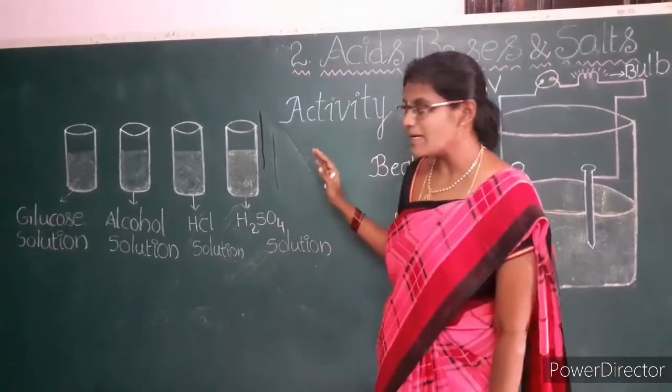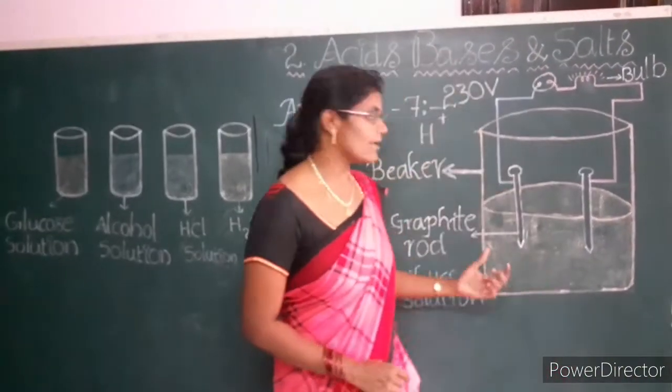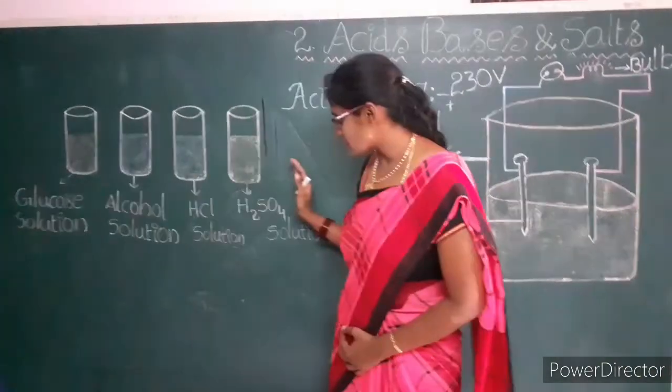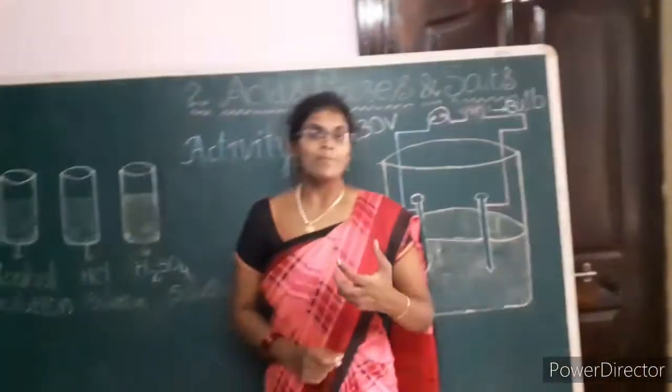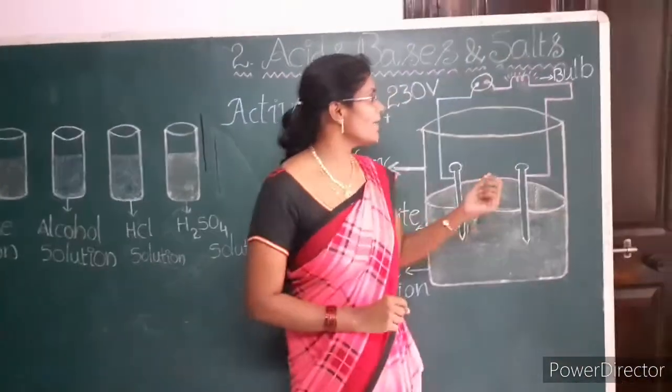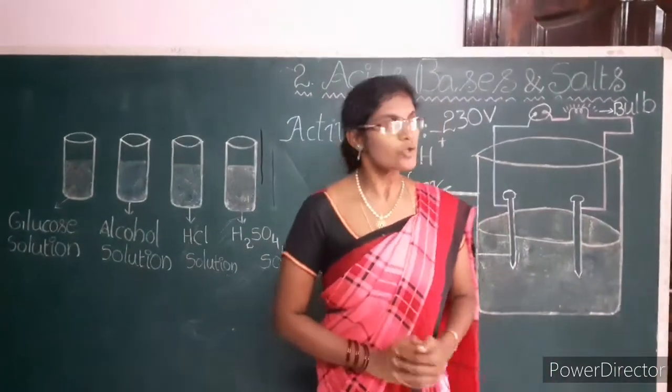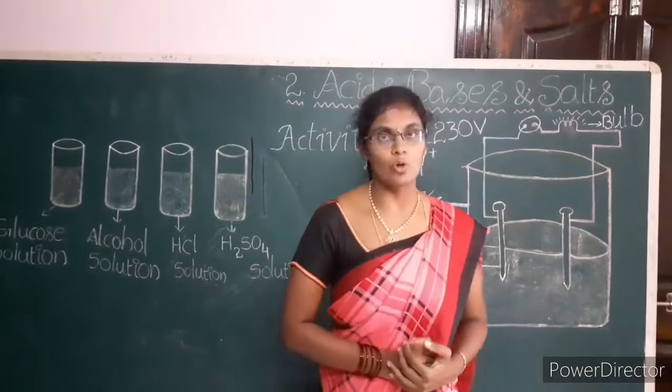Next, repeat the same activity with sulfuric acid. In this case also the bulb glows because sulfuric acid is also an acid. So here it also produces H plus ions in the solution. So in this case also the bulb glows.